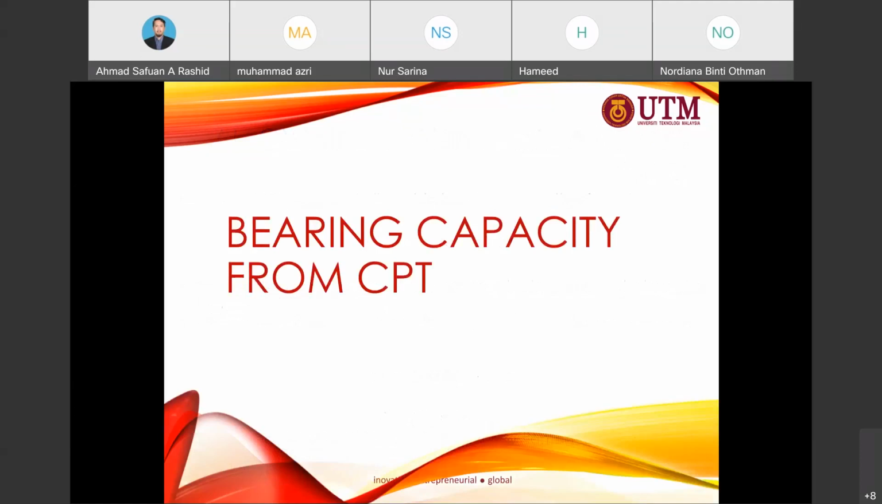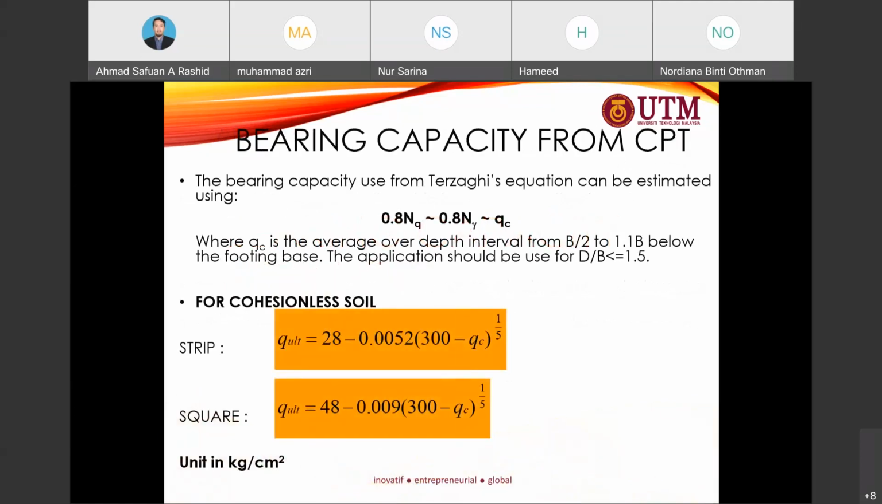So there will be another approach by using the CPT, bearing capacity from CPT. The bearing capacity from the Terzaghi equation can be estimated using 0.8 gamma equal to QC, where QC is the average over the depth interval from B half to 1 B below the footing. The application should be used for D over B less than 1.5.